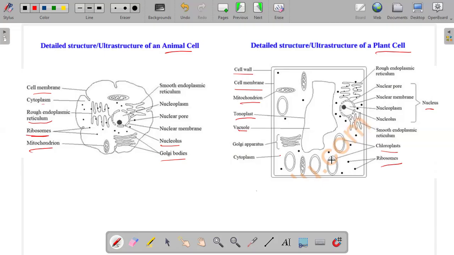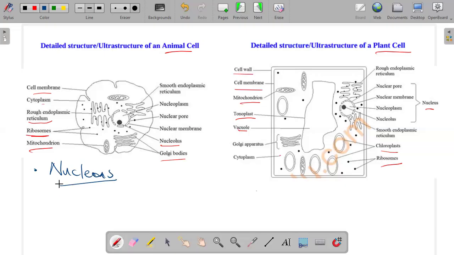Okay, so now let's go step by step, trying to explain what this is. We'll start with the nucleus. This is going to apply to both: the structures that are in both cells function the same way. Either in the animal cell or in the plant cell, they will function the same. So we start with the nucleus.